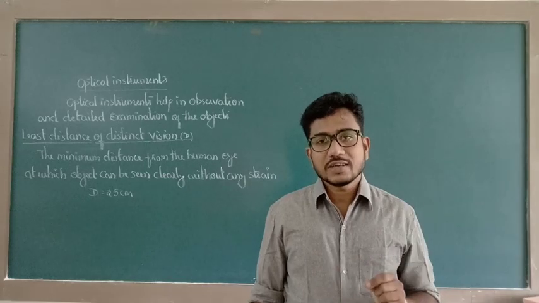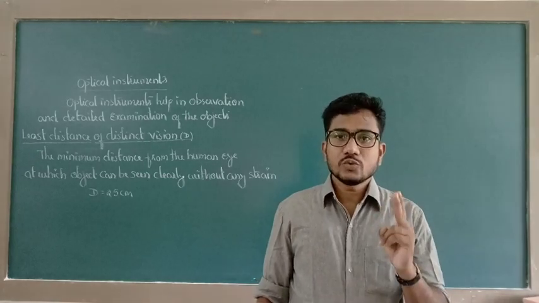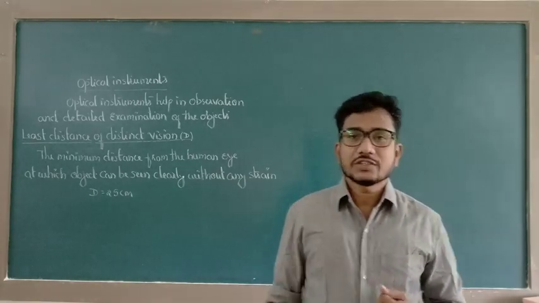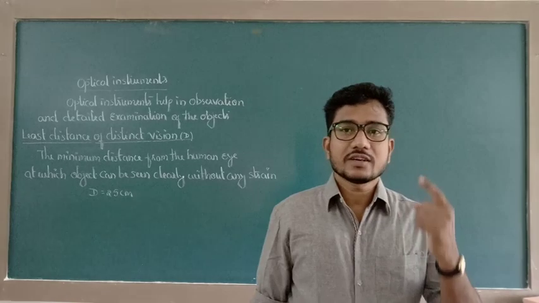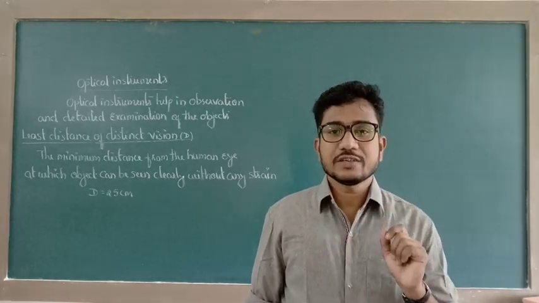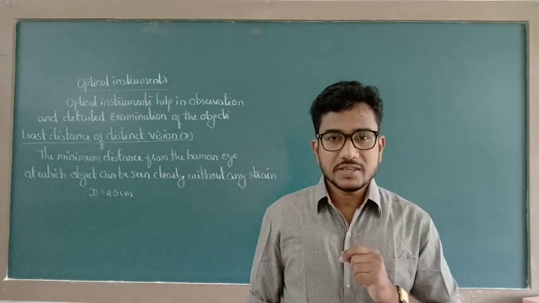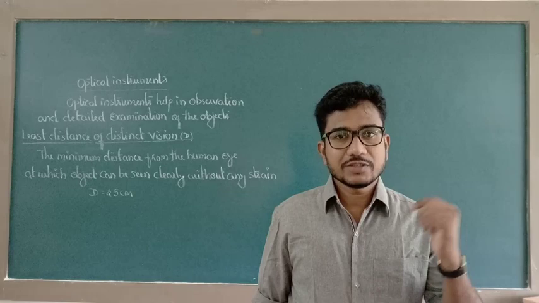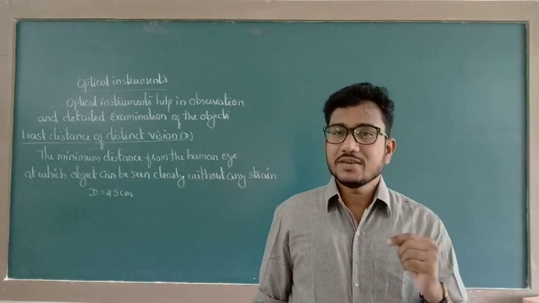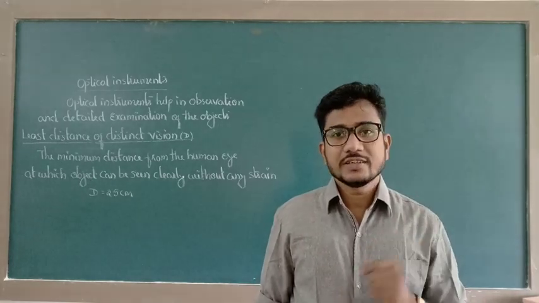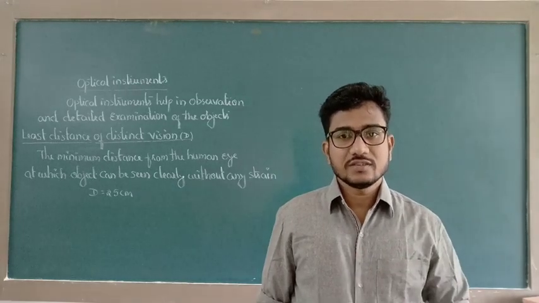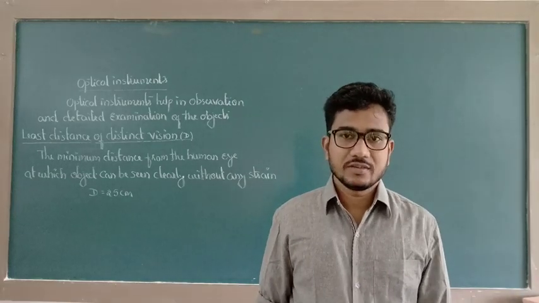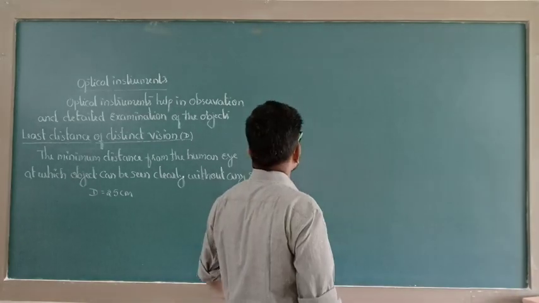In the case of these optical instruments, we consider two types of arrangements or settings. The first one: the image of the given object lies at the least distance of distinct vision. The second one: the image of the given object lies at infinite distance. In most situations, we prefer the image lying at the least distance of distinct vision, that is, at 25 centimeter from the optical center. So, let us consider the simple microscope.